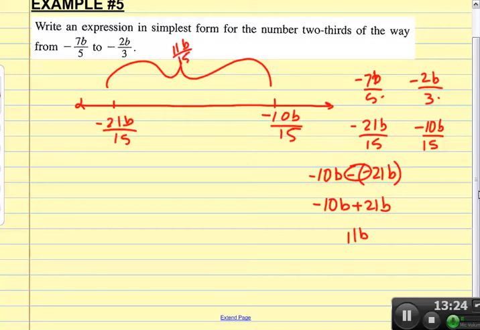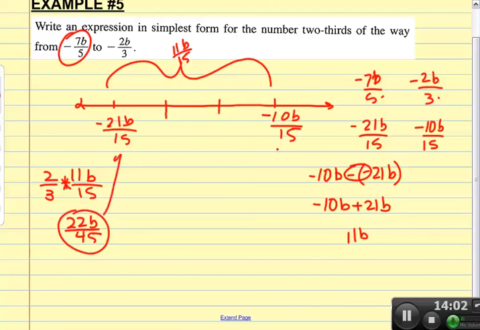Now they want 2/3 of the distance from here. So that means whatever 2/3 is, right? I want to find out what this number is, because that's 1/3 of the distance. This is 2/3 of the distance, and that's all of the distance. All right. Well, what's 2/3? 2/3 of 11b over 15. Of means multiplying. So that's going to give me 22b over 45. Okay, that's 2/3. I need to add this to that.